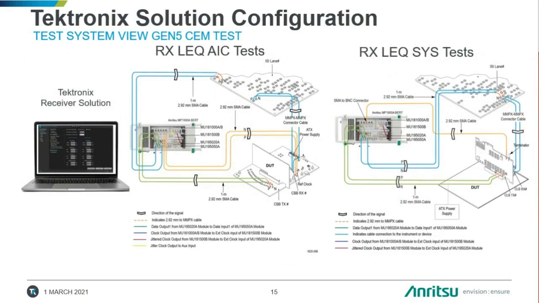Here you can see the connection diagrams for testing your add-in card in your system. This is called the receiver link equalization testing. You can see the Anritsu MP1900A BERT and how that integrates into the channel, the fixtures, and where the DUT is located. You can see the Tektronix receiver application that will control this testing and provide you a full report of the results.